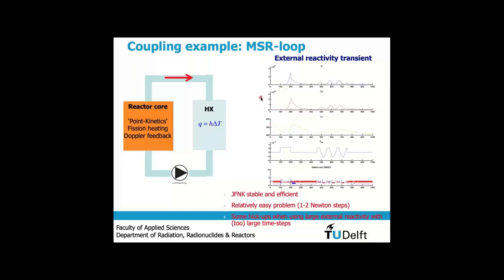Now, in this case, this was also done with this particular Jacobian free Newton method. In this case, it performs nicely, stable and efficient, only a few Newton steps per time step, although some hiccups did happen when the time steps were too large. So that also shows you that, to be very nicely robust, sometimes these simple loose coupling methods are maybe the safe way to go.